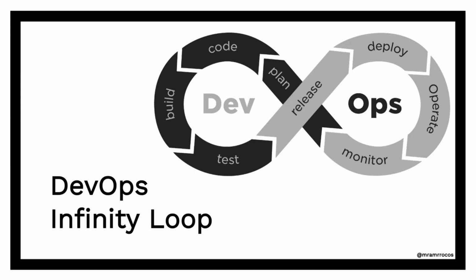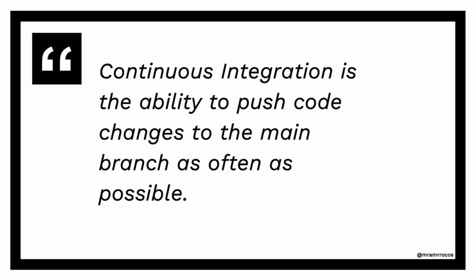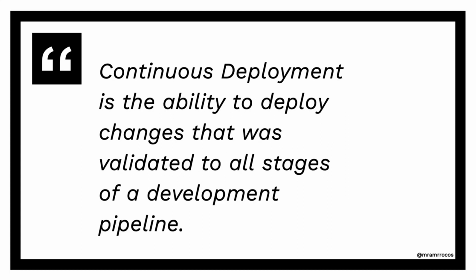The CI/CD are part of this process to help us deliver faster, using automation and taking advantage of the benefits of cloud computing. Continuous integration is the ability to push code change to the main branch as often as possible. It involves code analysis, tests, and any other procedure to make sure that the code is good to be integrated to the main branch. Continuous deployment is the ability to deploy the change that was validated throughout all the stages of the deployment pipeline.